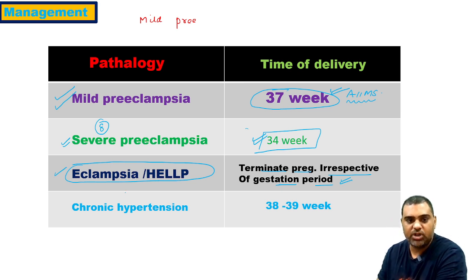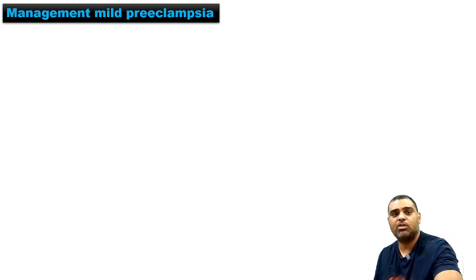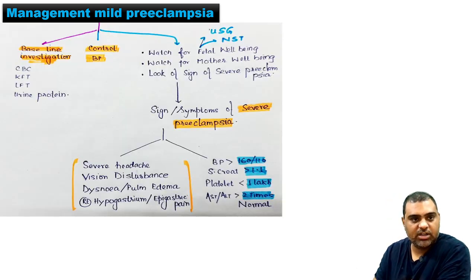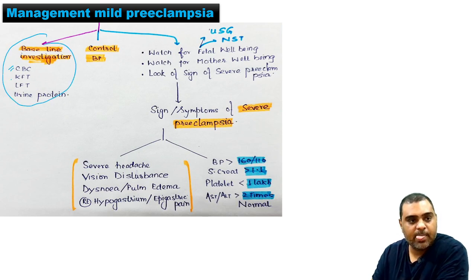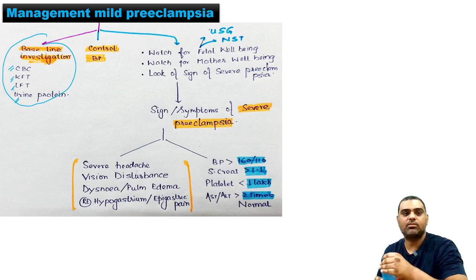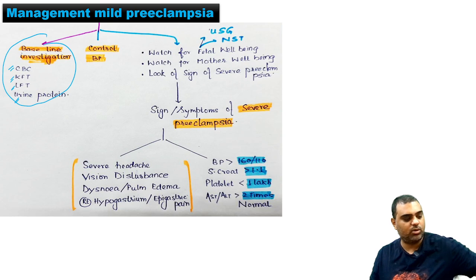And in cases of chronic hypertension, the time of delivery should be 38 to 39 weeks. These all have been asked questions. Now, management of mild preeclampsia, I have told you in great detail. Baseline investigations you will send, that is CBC, KFT, LFT, and urine protein, and you will try to control the BP.